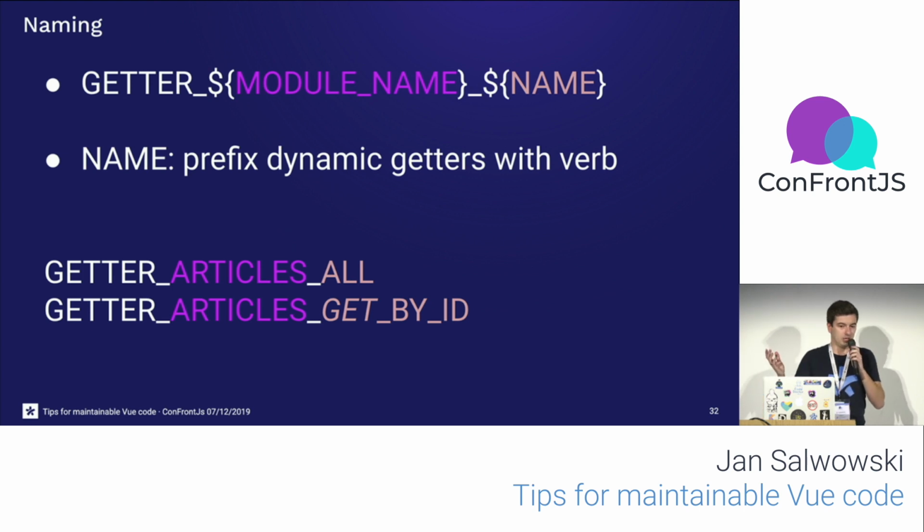So the convention that we picked is like the type, then module name, and the name of the action that we want to make. With dynamic getters, we only prefix it with a verb. So here you have some examples of it. Why do we prefix it with a verb? Because we need to know that this is dynamic.